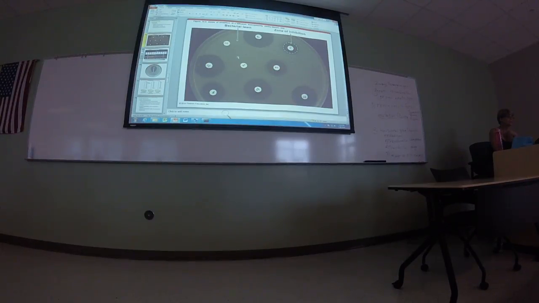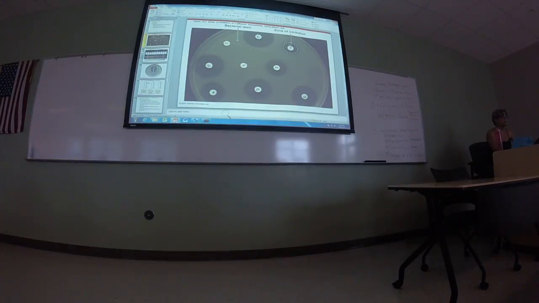This is what your plates are gonna look like when you come back on Thursday, and you're gonna measure the zone of inhibition, which is all the way across. Can you see the little cursor all the way across? So you're gonna turn your plate upside down. You're gonna hold your ruler up to the bottom of the plate, so you don't have to open it, just turn it upside down, and you'll see those clear zones around the discs.